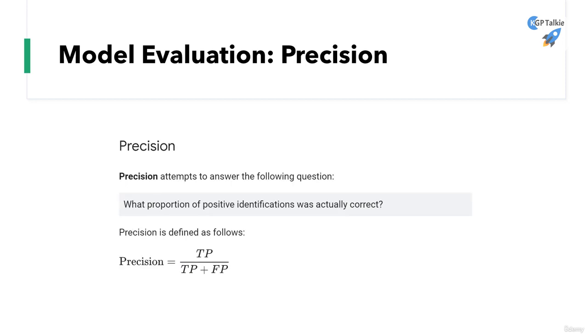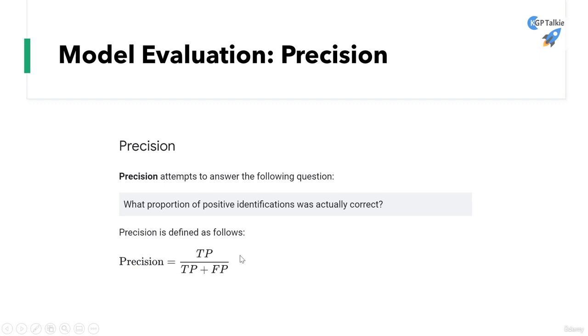Another metric of model evaluation is precision. Precision is what proportion of positive identifications was actually correct. So precision is defined by this formula: true positive divided by true positive plus false positive. It tells us what proportion of positive identifications was actually correct.